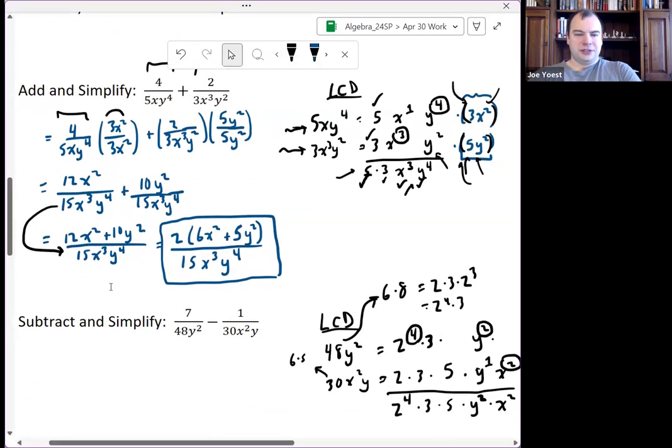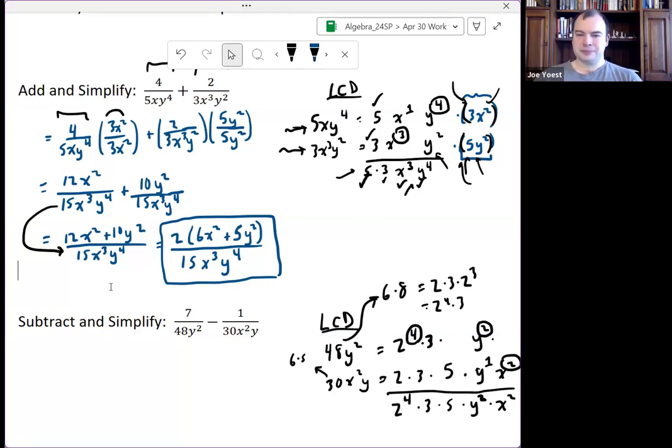And now that I've got everything under one fraction, I want to investigate whether there's any common factors that can divide out. The denominator is just a monomial. It doesn't have anything that can factor. The numerator is a binomial, so we might be able to factor something out. We see that there's a greatest common factor of 2. We can factor out a factor of 2, but 15 is 3 times 5. Neither of those factors divides out with the 2, so we don't have anything we can divide out.